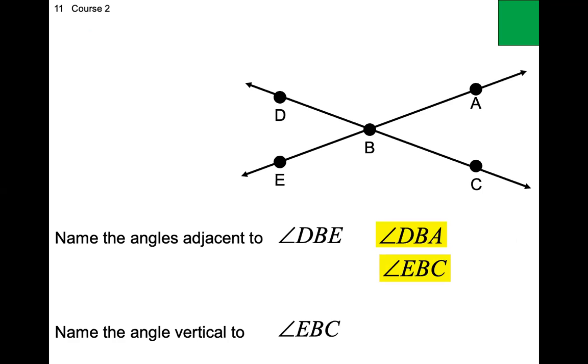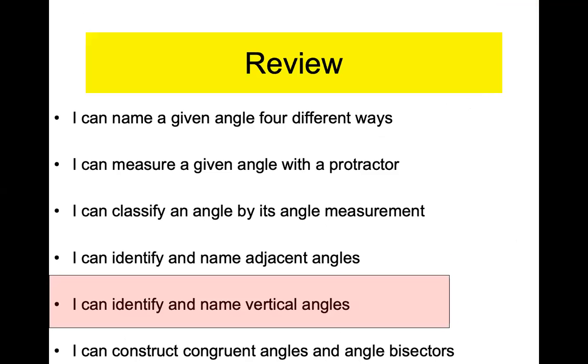All right, Grayson, give me something vertical to this angle EBC. He said DBA. Are there any other angles that are vertical to that angle? No, there's only one answer for that. I said ABD, he said DBA, same thing. Yes? That's what homework will look like.